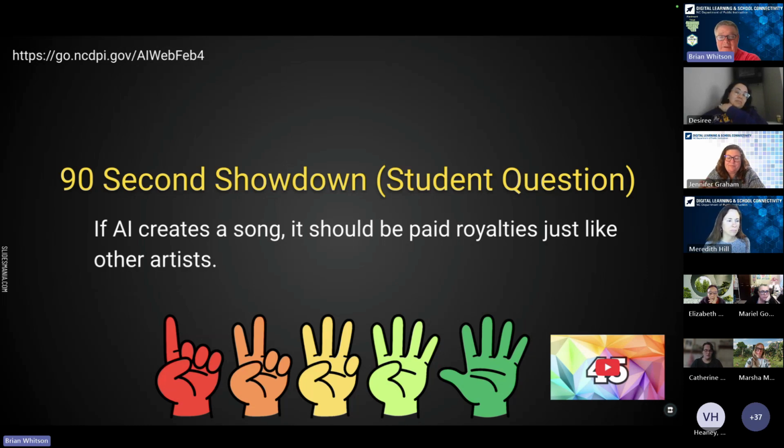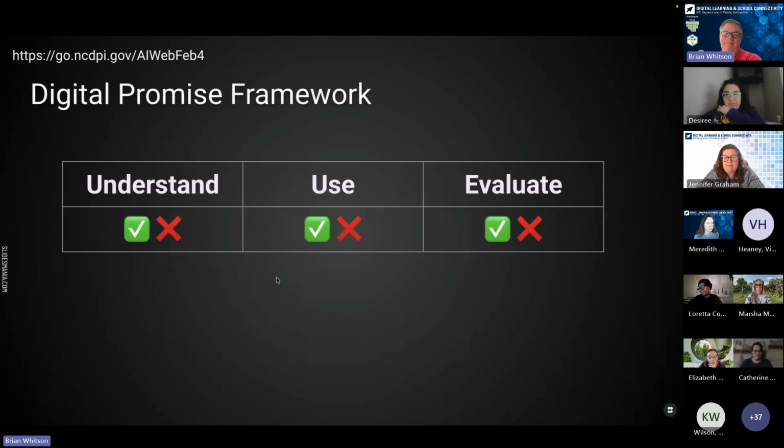So now what we're going to do is you've seen that activity, and that could be a great bell ringer. Go ahead and put in the chat, because we just did two questions, where do you think this activity best falls to understand, use, evaluate, or some combination thereof? So go ahead and put it in the chat and your reason why.